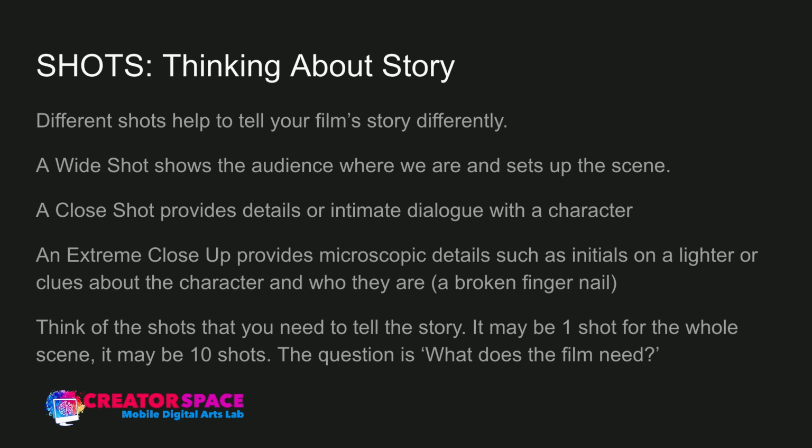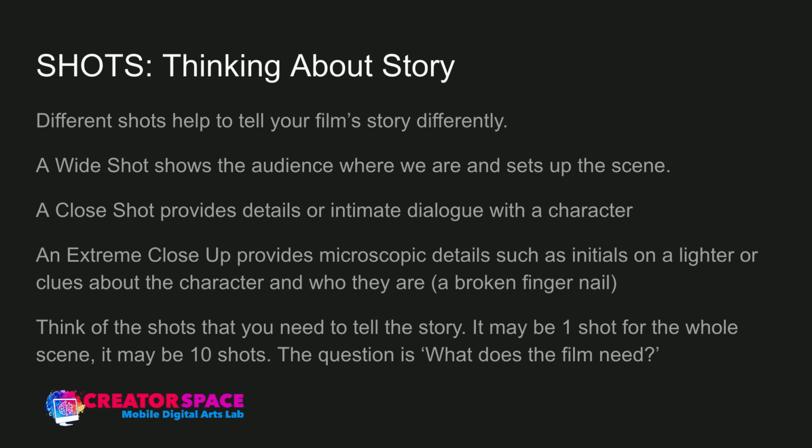And with extreme close-ups, we can provide these microscopic details. So we can have initials on a lighter. That could be a clue in the film for something that happens later. It could be clues about who the characters are. We can even get into things like an extreme close-up showing that they have a broken fingernail. And why not? That could be really neat to show. It says something about the character. They can have a tattoo that reveals something. They could wear a specific piece of jewelry that has some revelations.